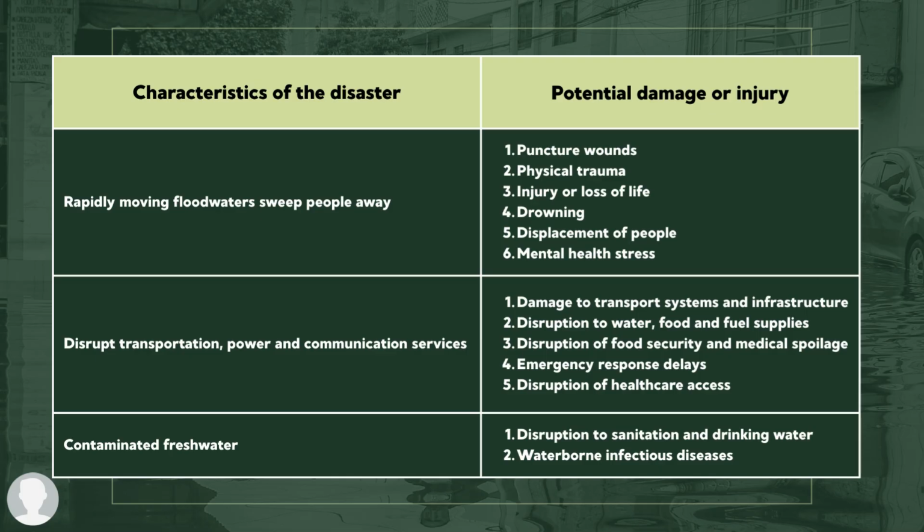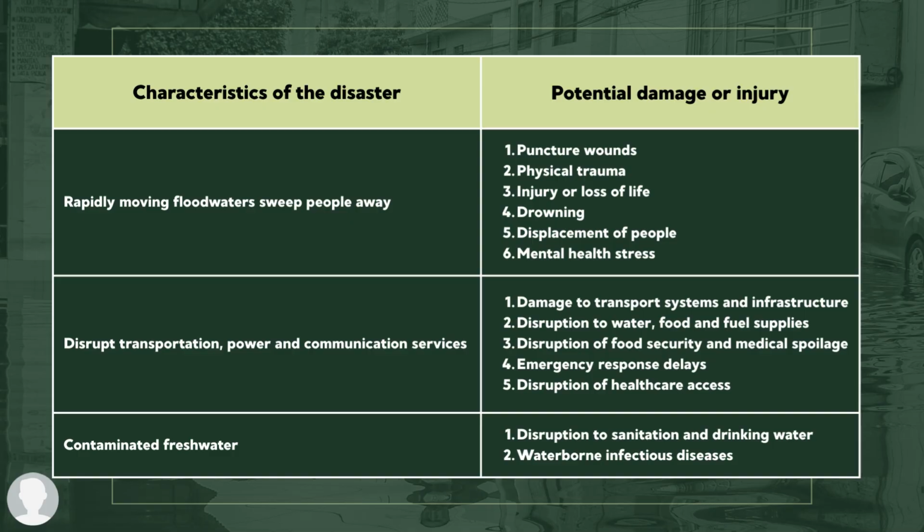The characteristics of the disaster are shown on the left-hand side, and their potential damages or injuries are on the right-hand side. Floodwaters usually cause direct physical damage, such as puncture wounds, physical trauma, and the loss of life. Others can be drowning and displacement of people. Any of the mentioned damages could lead to mental health stress.